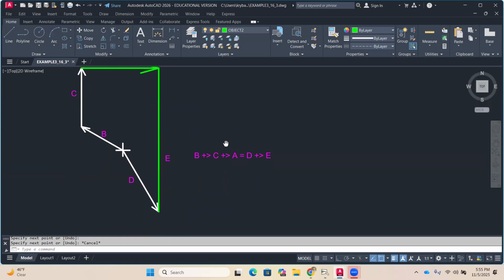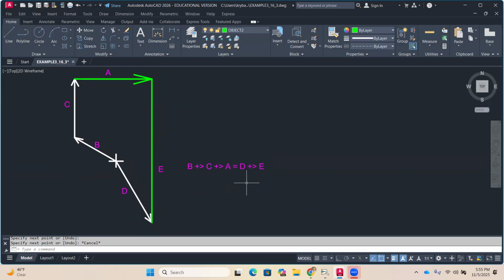Let's put the arrowhead on E. E, you'll notice, is added to D. So we've got D, the tip of D, we're going to have the tail of E. And now that means that the arrowhead for E is going to be pointing up, right? Questions on that? So here we have D plus E.